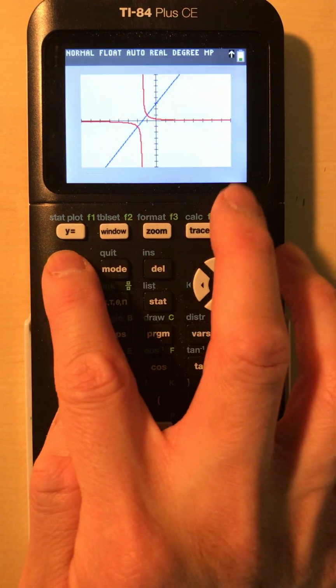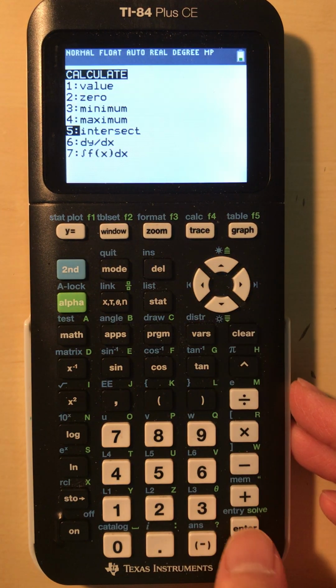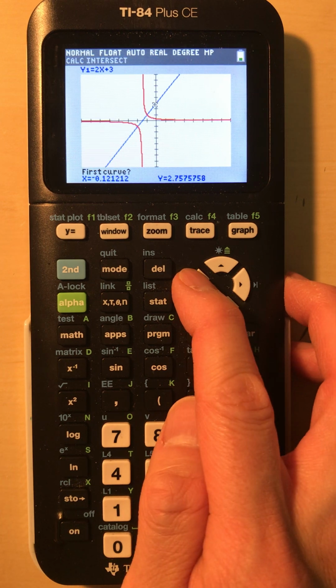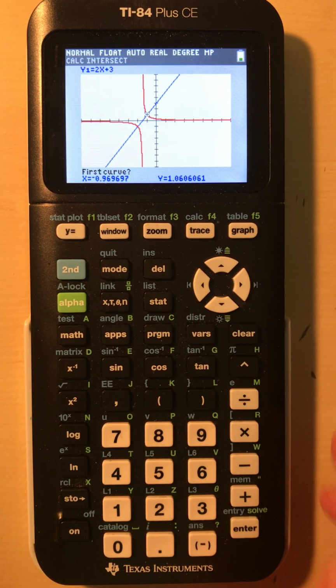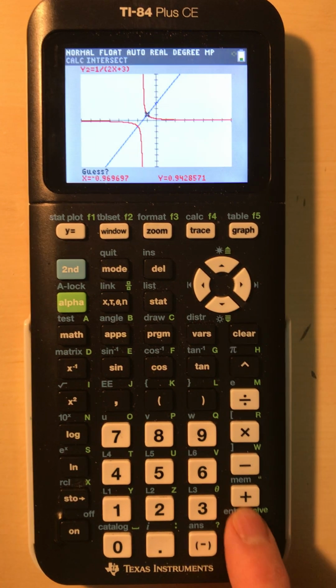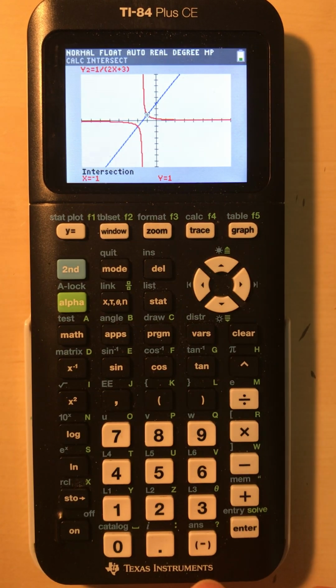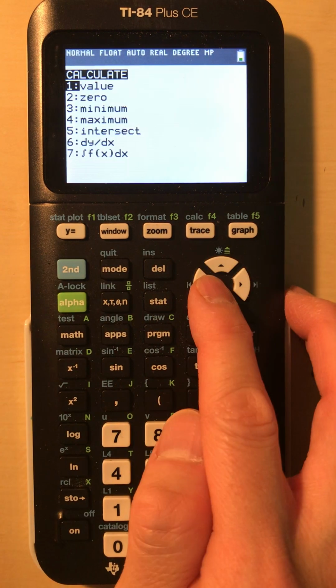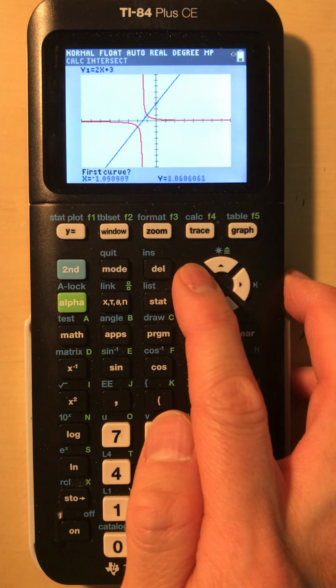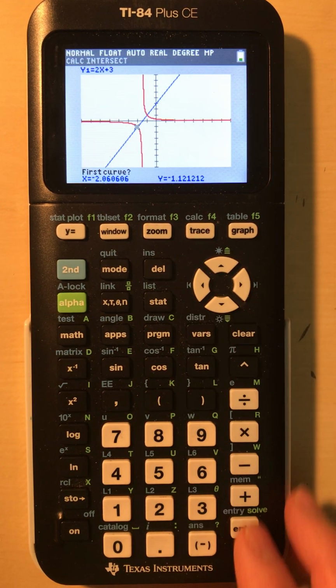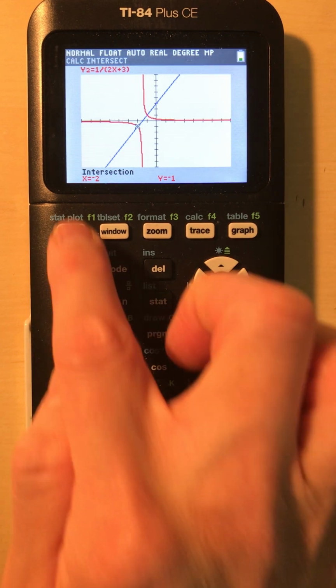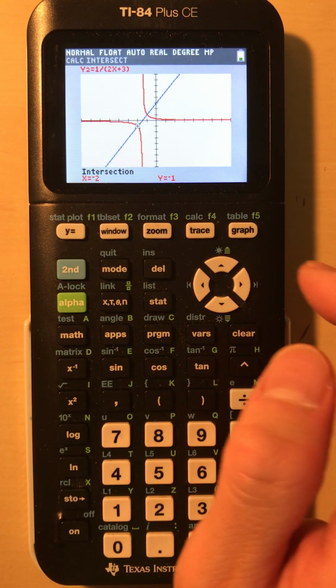Other thing you can do is you can do intersect. Where the two graphs intersect, you would expect that's where the invariant point is. And sure enough, -1, 1. Okay, and let's do the other one. -2 and -1. That's exactly what we expected.